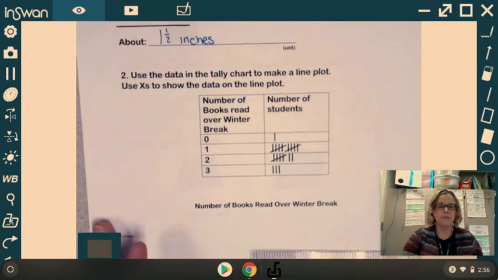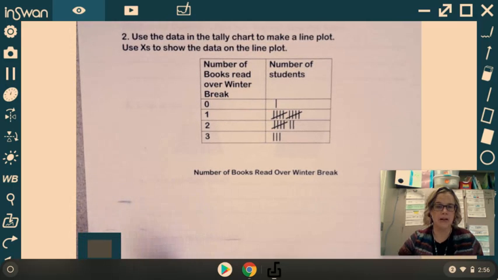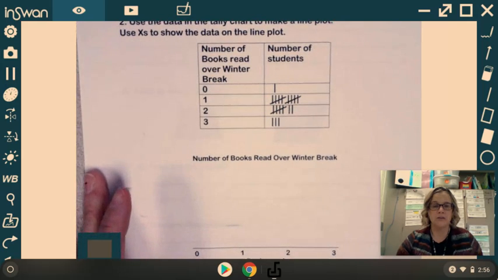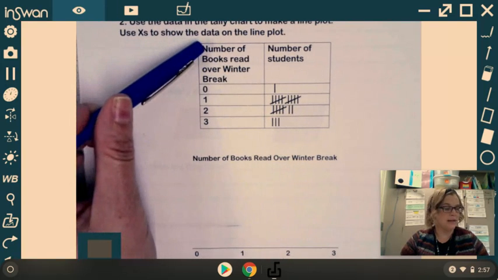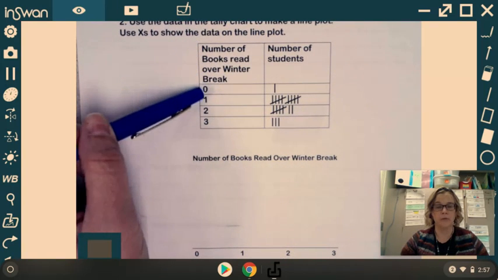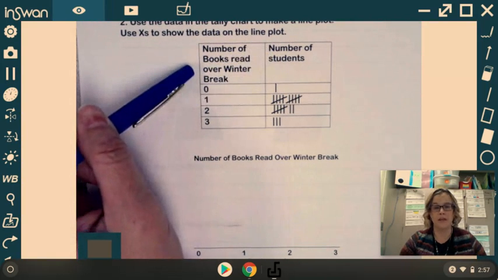Okay. Number 2 says, use the data in the tally chart to make a line plot. Use the X's to show the data on the line plot. So here's our tally chart with the data. In the tally chart, we are looking at the number of books read over winter break, and then how many students read that many books.